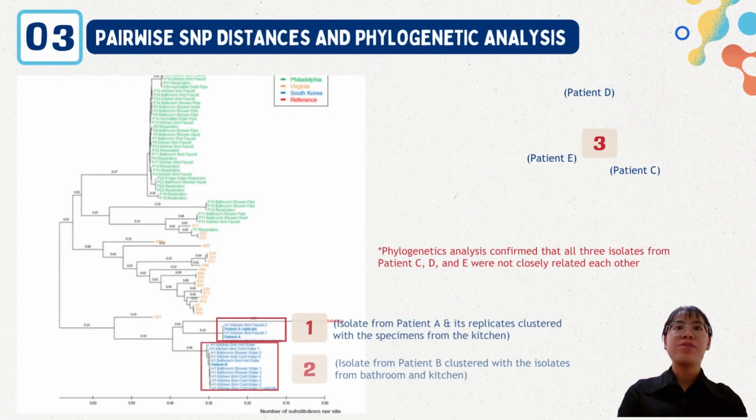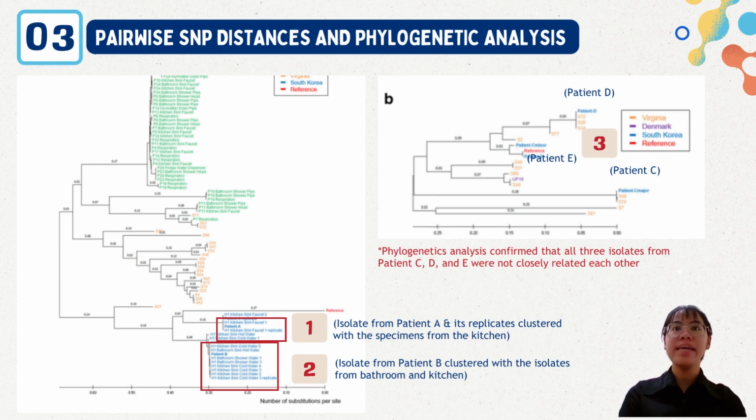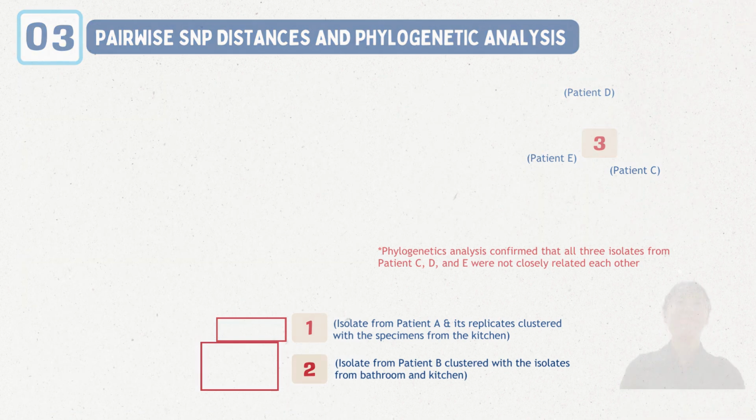This slide shows the phylogenetic analysis. From figure A, the first one shows that the isolate from patient A and its replicate cluster with the specimens from the kitchen, and the second one shows that the isolate from patient B clusters with the isolates from the bathroom and kitchen. From figure B, we can see that phylogenetic analysis has confirmed that all 3 isolates from patient C, D, and E were not closely related to each other.